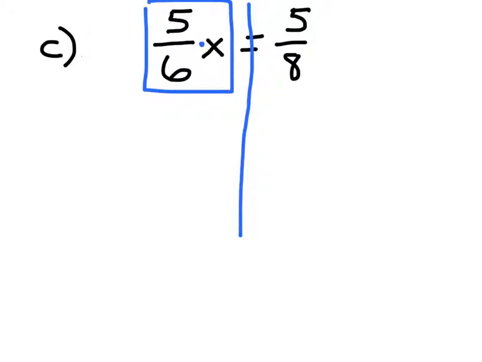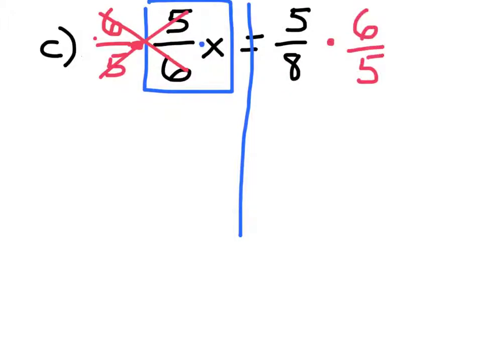Okay, so here's how we're going to do it. We're going to multiply by the reciprocal. So notice, when we do this, this is 5/6. I'm going to multiply it by its reciprocal, or 6/5. That cancels itself out. That cancels itself out. So I'm just left with x all alone. Over here I multiplied by 6/5. Over here I'm going to multiply by 6/5.